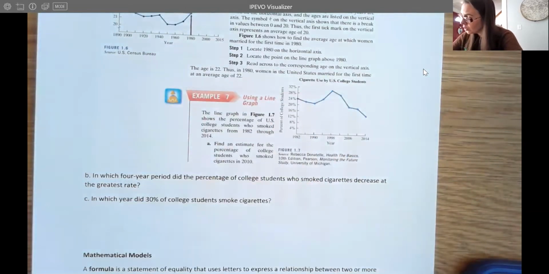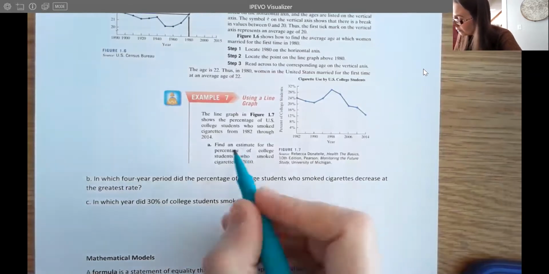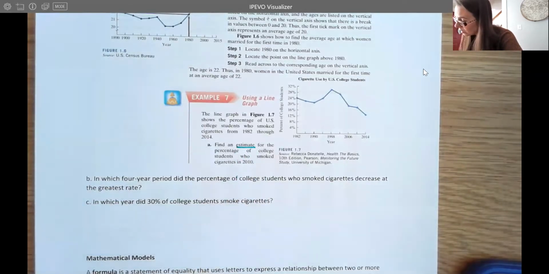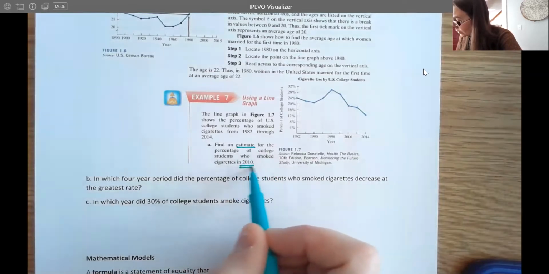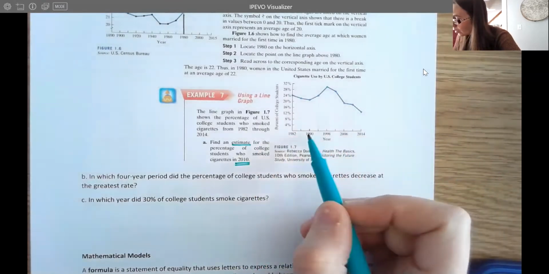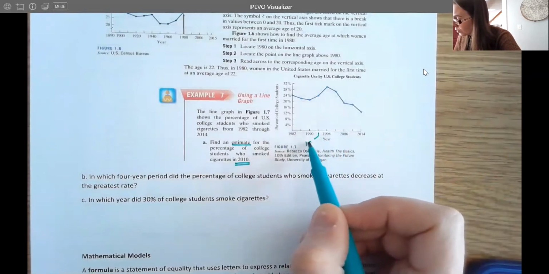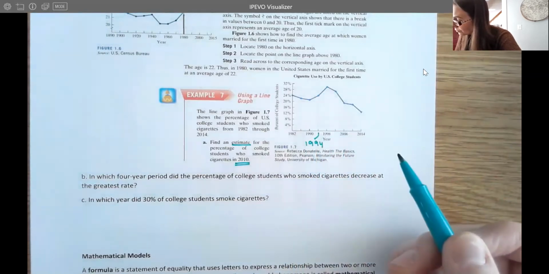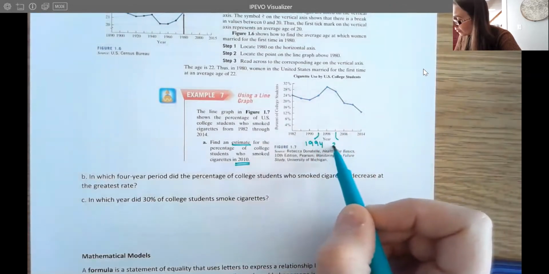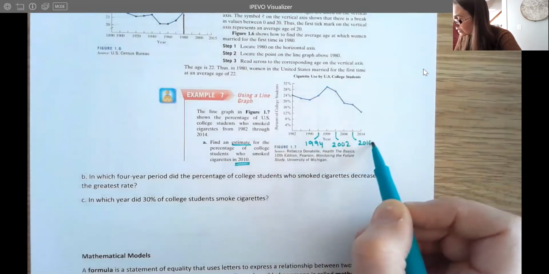The line graph in the figure shows the percentage of U.S. college students who smoked cigarettes from 1982 through 2014. First thing we're going to do is find an estimate for the percent of college students who smoked in 2010. So let's look at our tick marks here. It looks like they're going by 4. So I have 1990 and then it jumps to 1998. So this tick mark must be halfway between, so 1994. Again here, this one should be another 4 years, so 2002. So this one looks like it would be 2010.